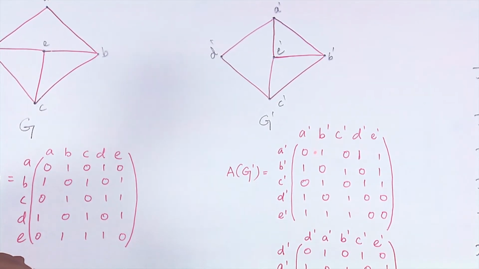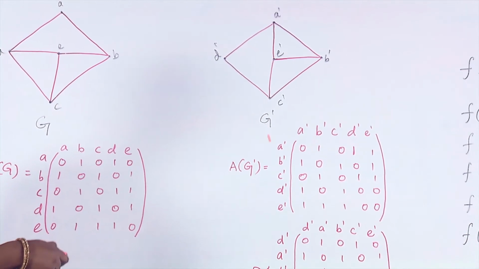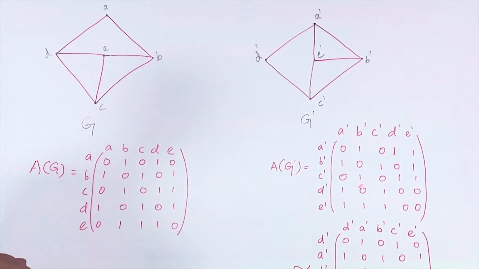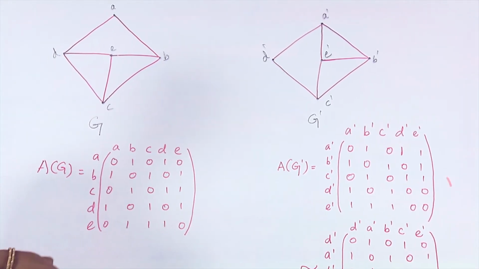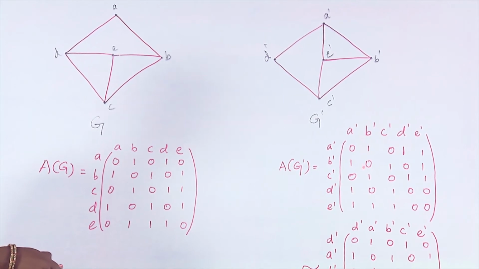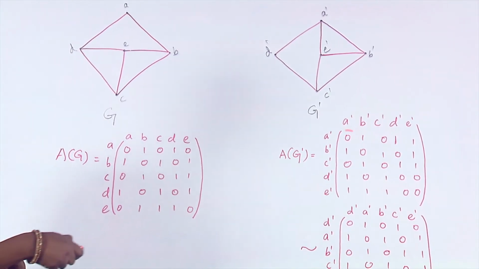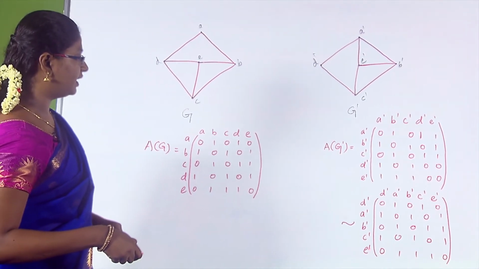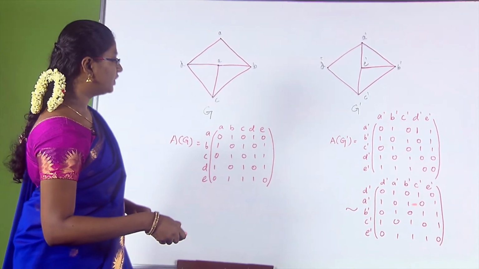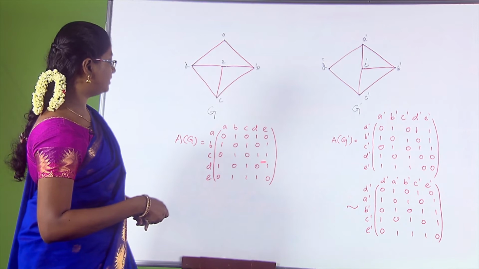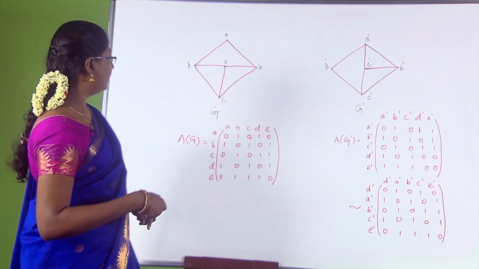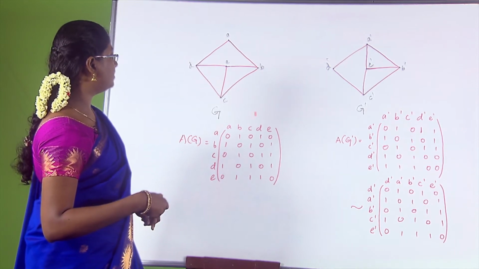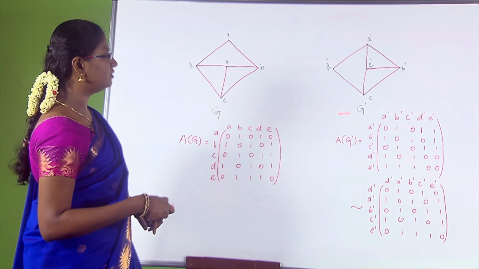As you can see here, this is the adjacency matrix corresponding to G dash, and this corresponds to G, and we can obtain the same matrix by permuting the rows of A of G dash. That is, if we permute these rows, we get D dash, A dash, B dash, C dash, E dash, and the corresponding entries I have written here. So you can see these two matrices are one and the same, which means that A of G is equivalent to A of G dash. So in turn it implies G and G dash are isomorphic to each other.